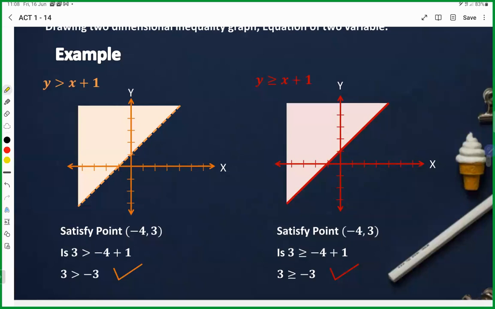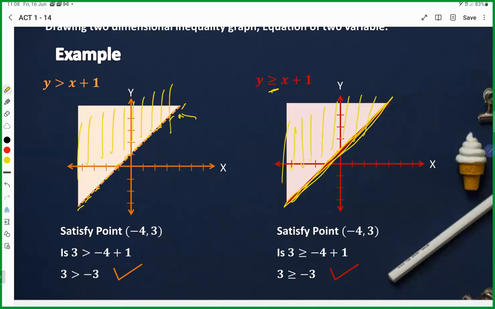Inequality involving two variables. Remember, everyone: when I say y greater than, the line is dashed. Greater than or equal, the line is solid. If we say greater than, it means the region above.